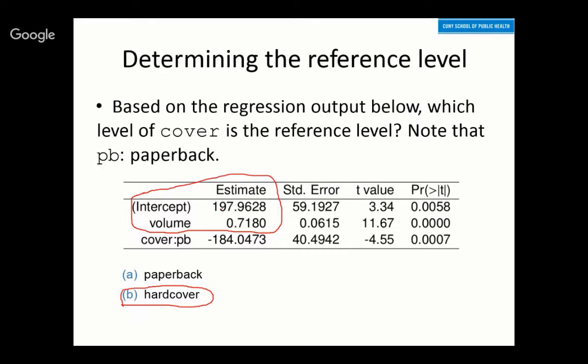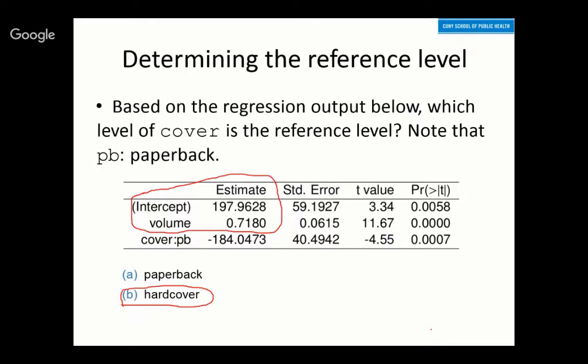So the intercept will be 197 minus 184. So the weight of a 0 cubic centimeter paperback book is 197 minus 184, which we could calculate this way. But if we switch reference groups, then that's just the intercept.